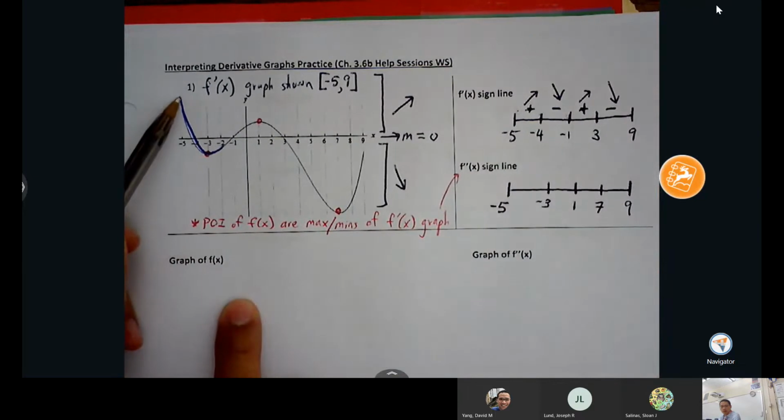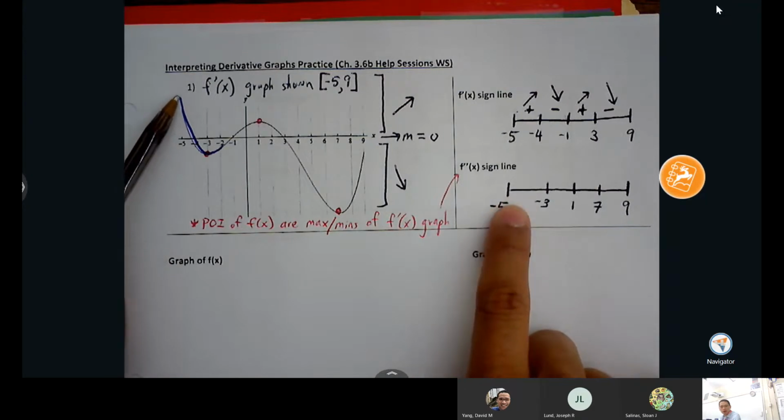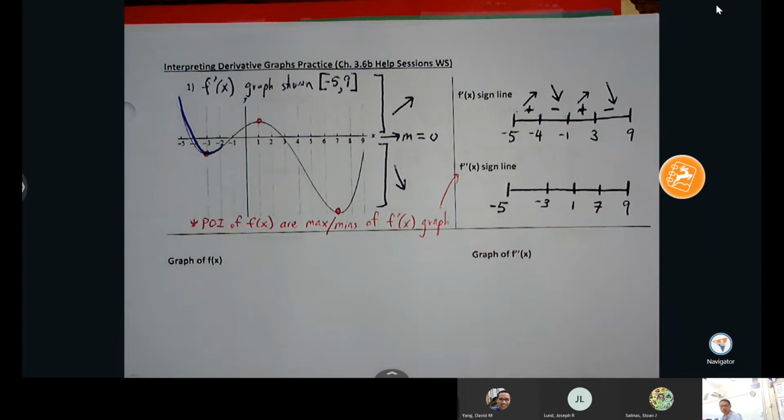And here we see we can actually get information about concave up, concave down by looking at the slope of the F prime graph. So whenever my F prime graph is showing a negative slope, that's indicating that the original graph is going to exhibit concave up behavior. Sorry, concave down behavior. So negative slope of F prime translates to concave down on the original graph.